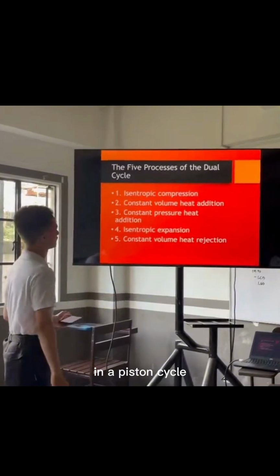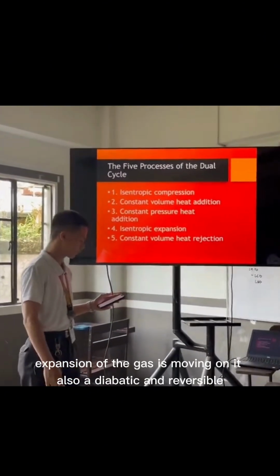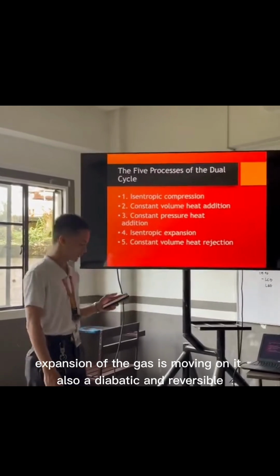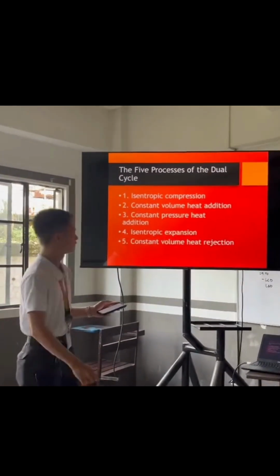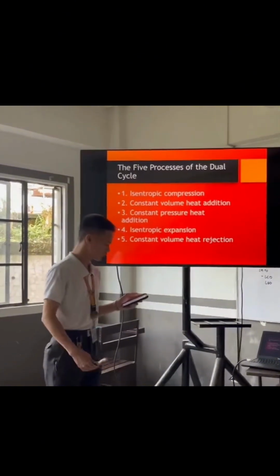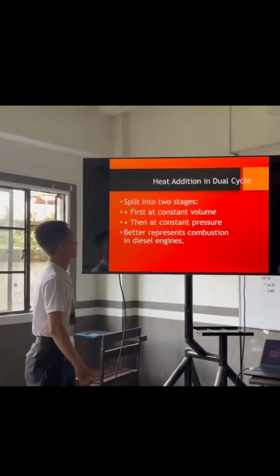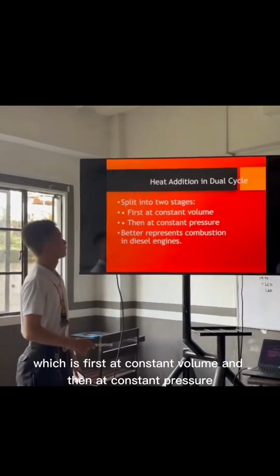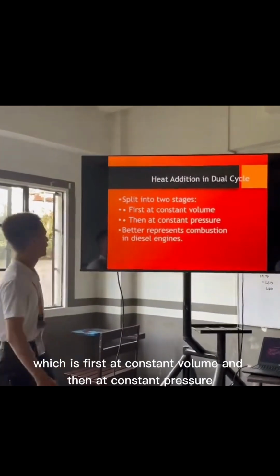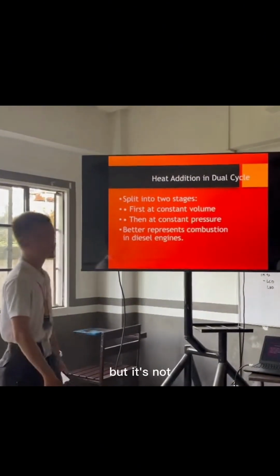And the fourth is isentropic expansion. Expansion of the gas is also adiabatic and reversible. And fifth is constant volume heat rejection, where heat is rejected from the system. Heat addition in the dual cycle is split into two stages, first at constant volume and then at constant pressure, better representing combustion.